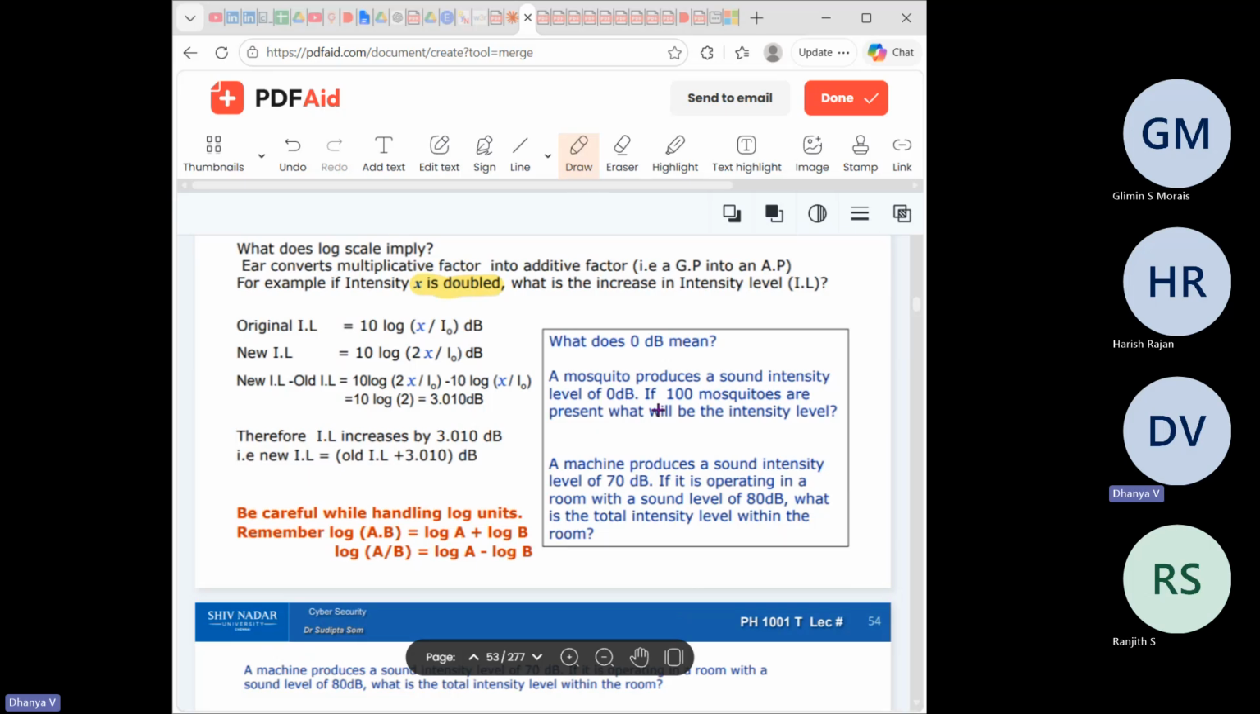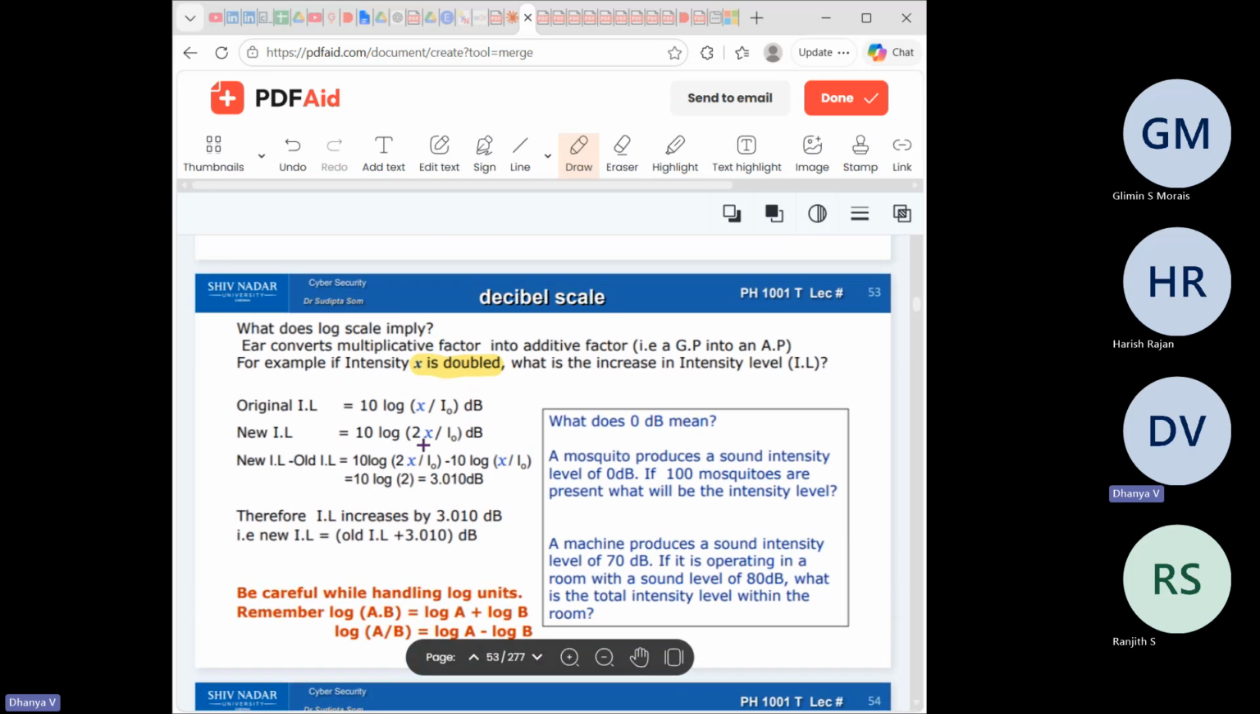Okay, what does 0 dB mean now? In your formula, instead of your original IL, you can just substitute 0. And then you perform all of your log operations. If you put 0 over here, 0 is equal to 10 log I by I naught. So it will be 0 is equal to log I by I naught.